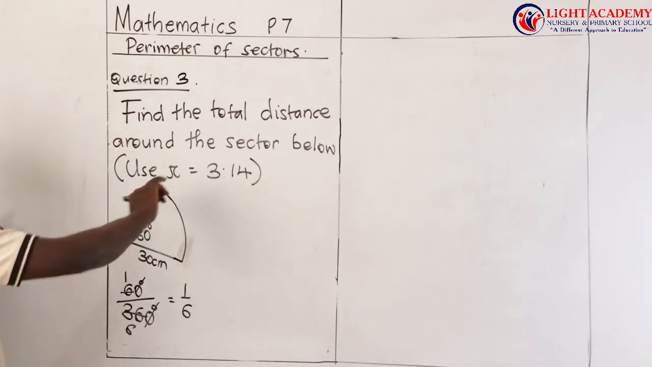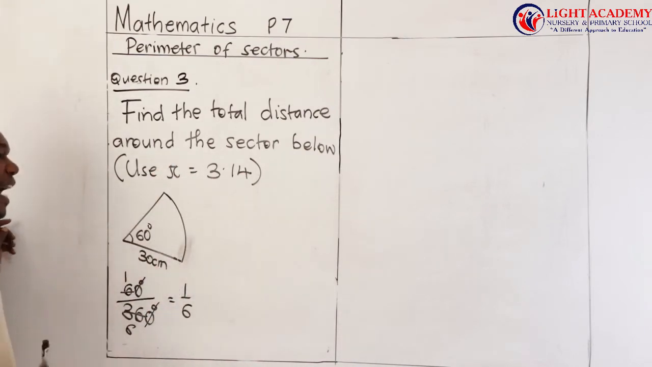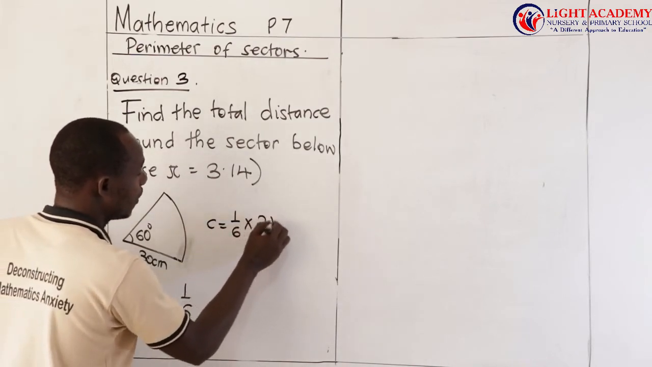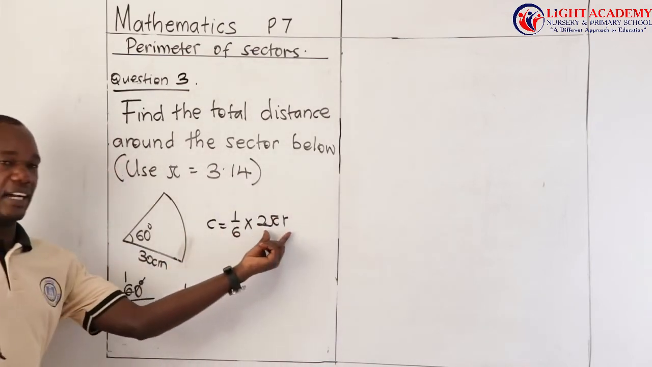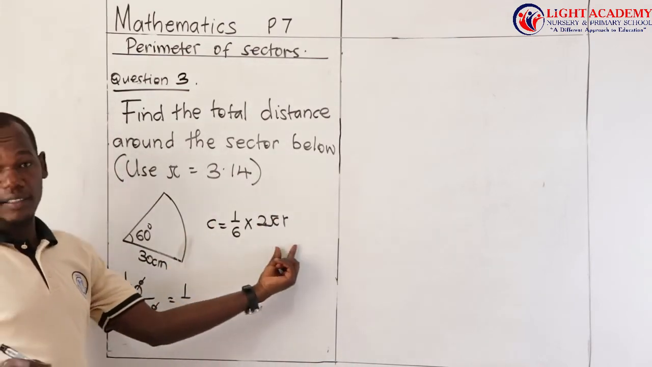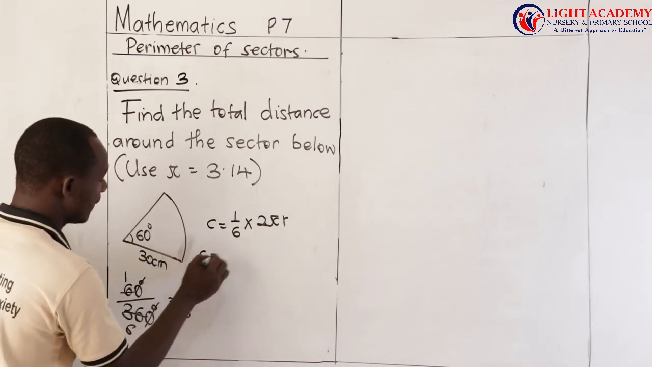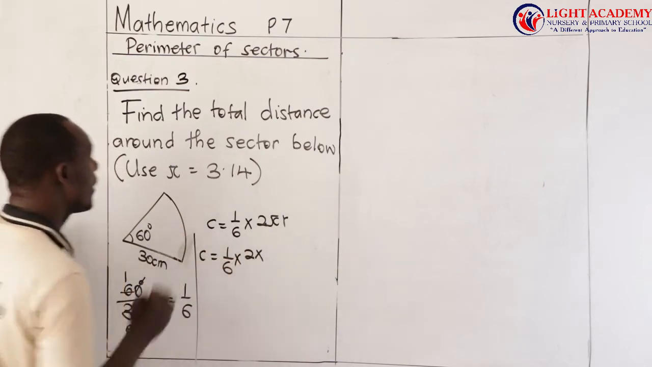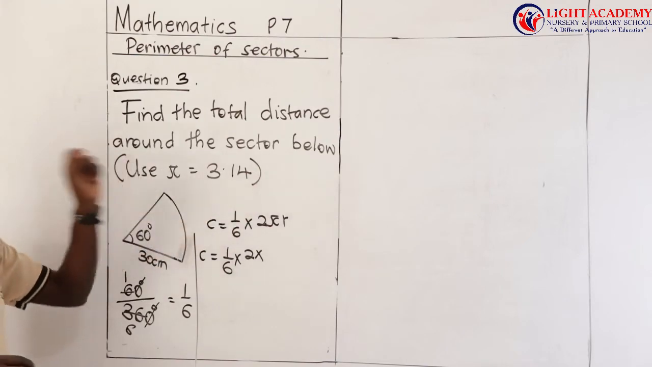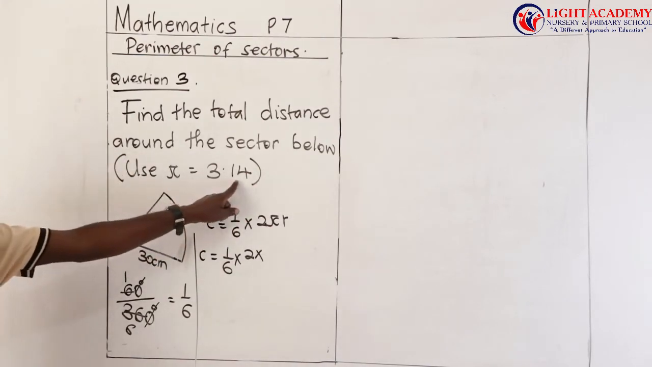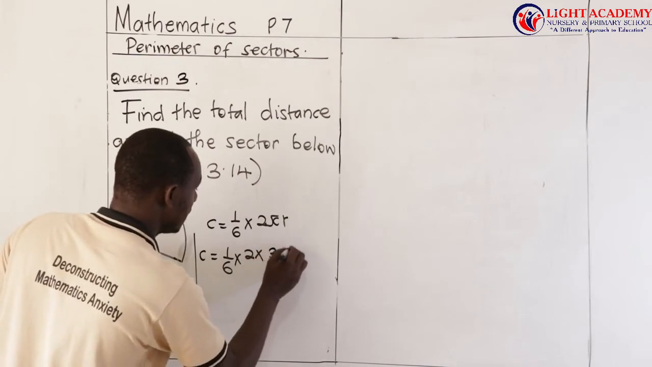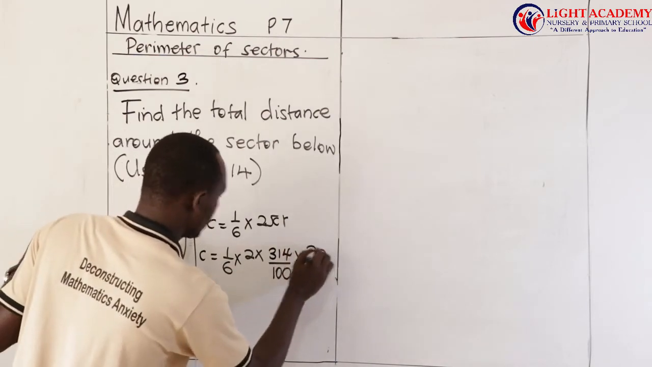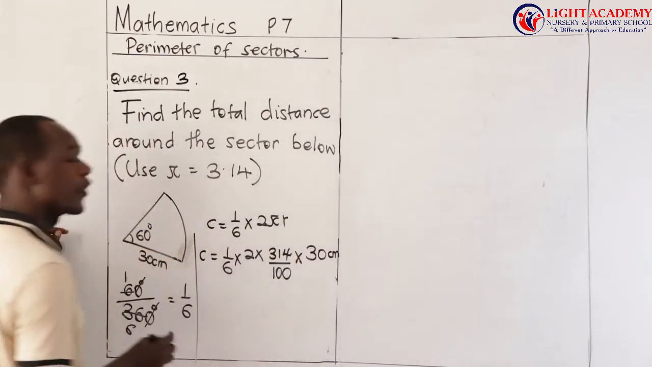That means to get this circumference, I will say circumference equals a sixth times 2 pi r. 2 pi r is the circumference of the whole circle, but this is a sixth of the whole circle. So that means my circumference will be equal to a sixth times 2 times the value of pi. We are no longer going to use 22 out of 7 because we are being directed to use 3.14, which is the same as 314 out of 100, times the radius, which is 30 centimeters.